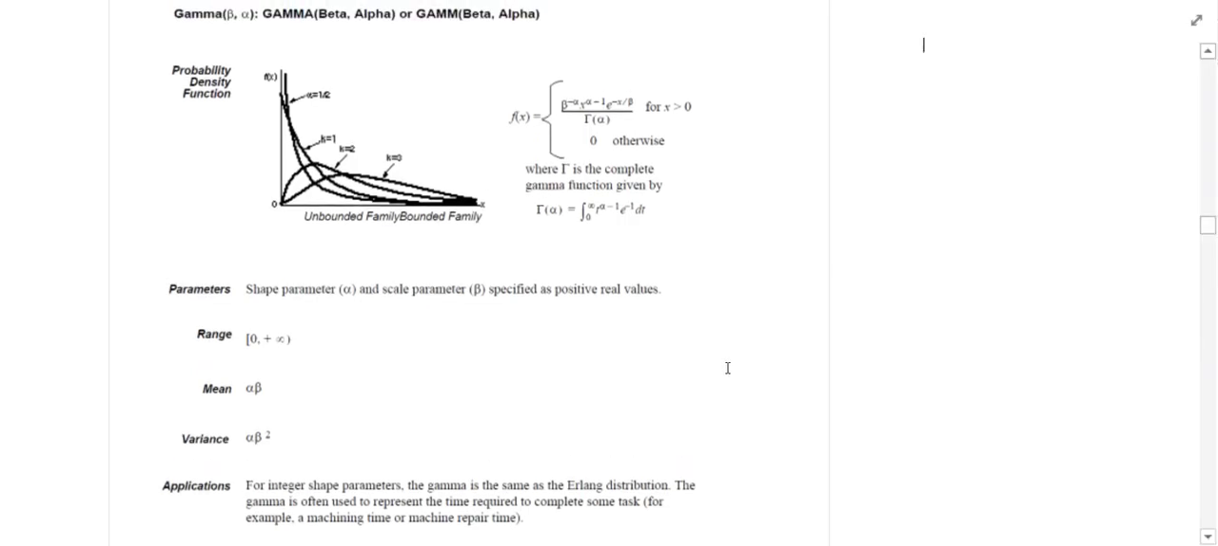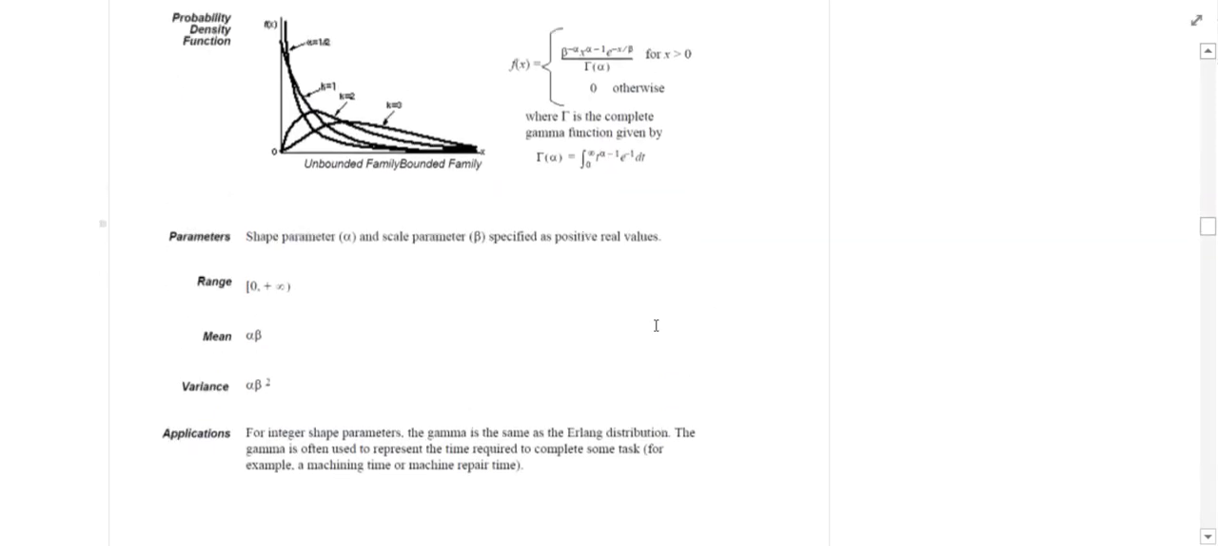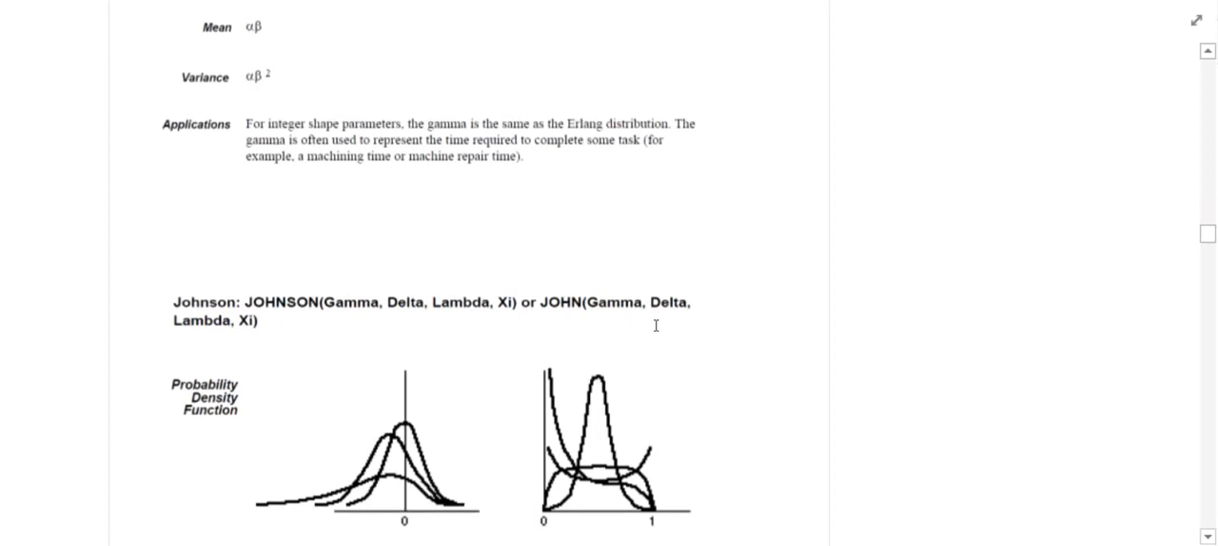Okay, so applications, integer shape parameters. For integer shape parameters, the gamma is the same as the Erlang distribution. The gamma is often used to represent the time required to complete some task. Examples of that, machining or machining repair time. So we will utilize this in some of our simulations. Again, that's gamma, similar to Erlang, Erlang being a subset of gamma.